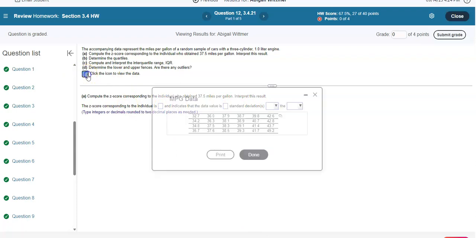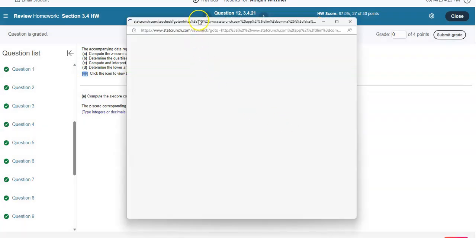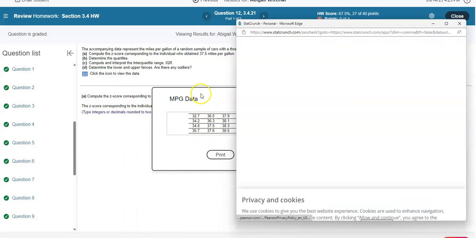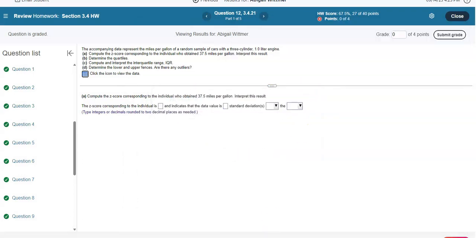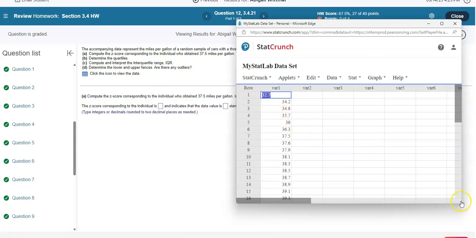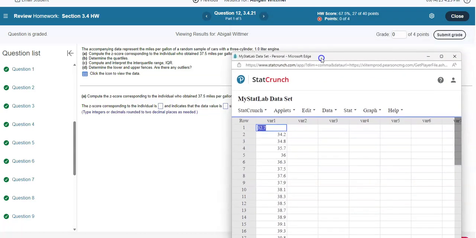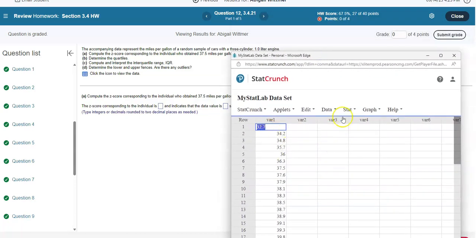And so I'm going to use StatCrunch here, so I'll click on the data. Here's the data, and I'll take the data into StatCrunch. I need the mean and standard deviation here to calculate the z-score. Okay, so I have the data.